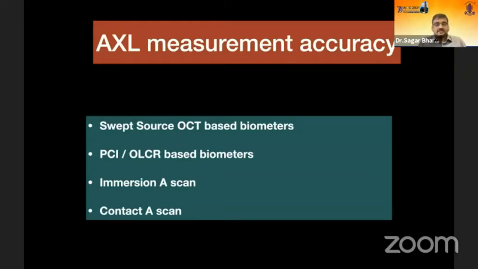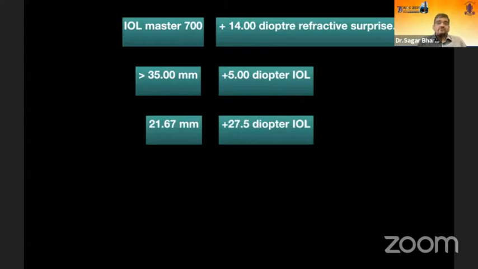Next comes the axial length accuracy. Now we have seen generations of instruments available to us, and it's very clear that swept source based OCT biometers are the ones of choice, because we are able to get biometry in the majority of cataracts. PCI based and OLCR based biometers are also there. Then comes immersion A scan, and finally the contact A scan. So the technology has advanced, but can we leave this technology to do everything?